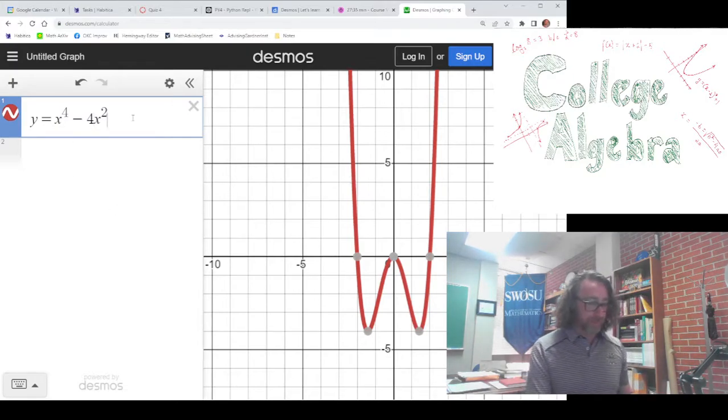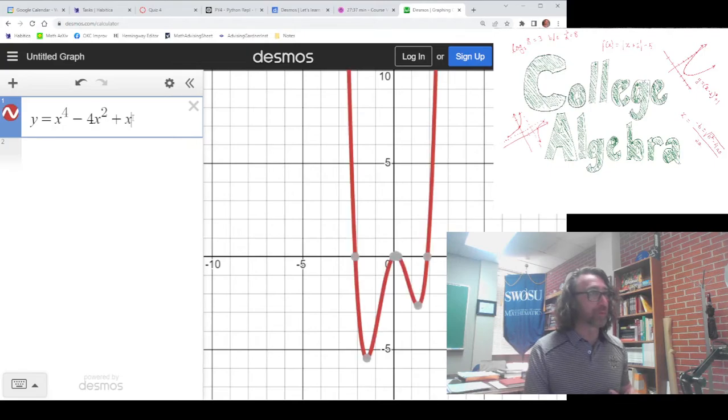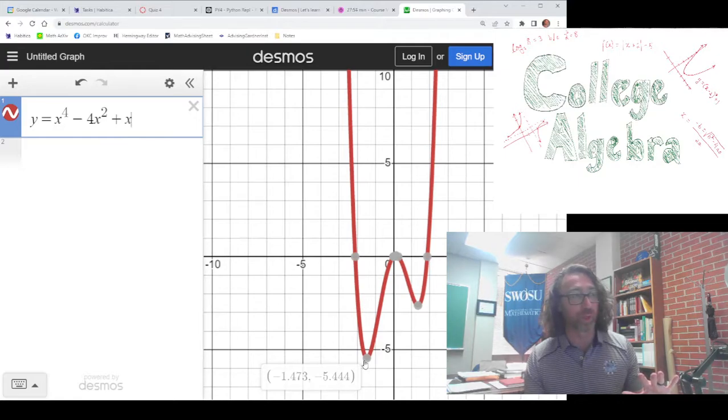Now, let me do something here. This will ruin the symmetry. Let me throw in that. So right now, we've got x to the 4th minus 4x squared plus x. And this no longer has y-axis symmetry. You'll notice on the left-hand side, this dips down quite a bit farther than the dip on the right-hand side.